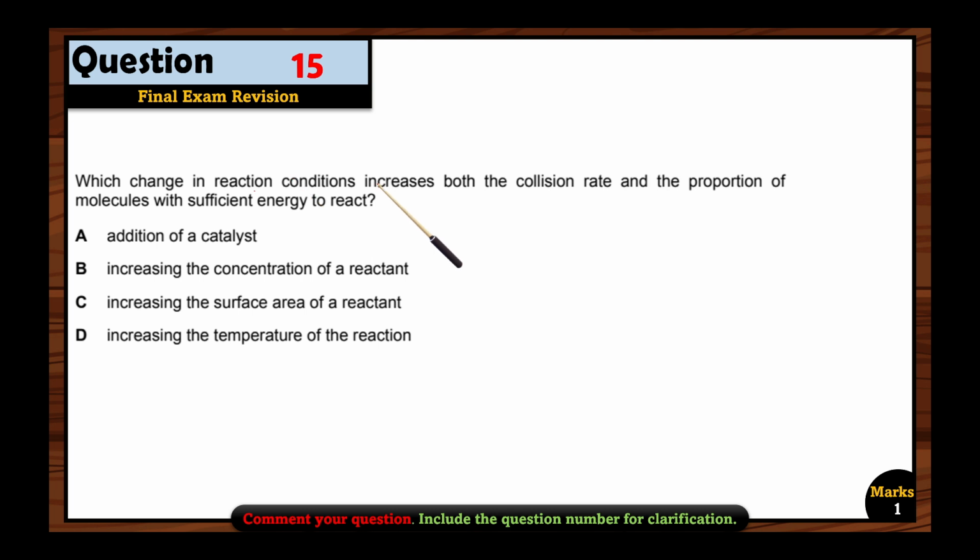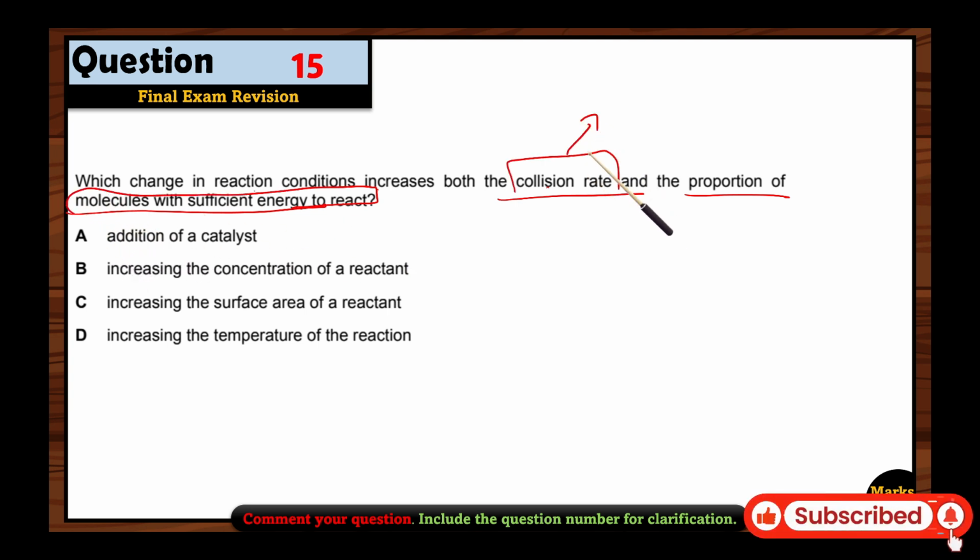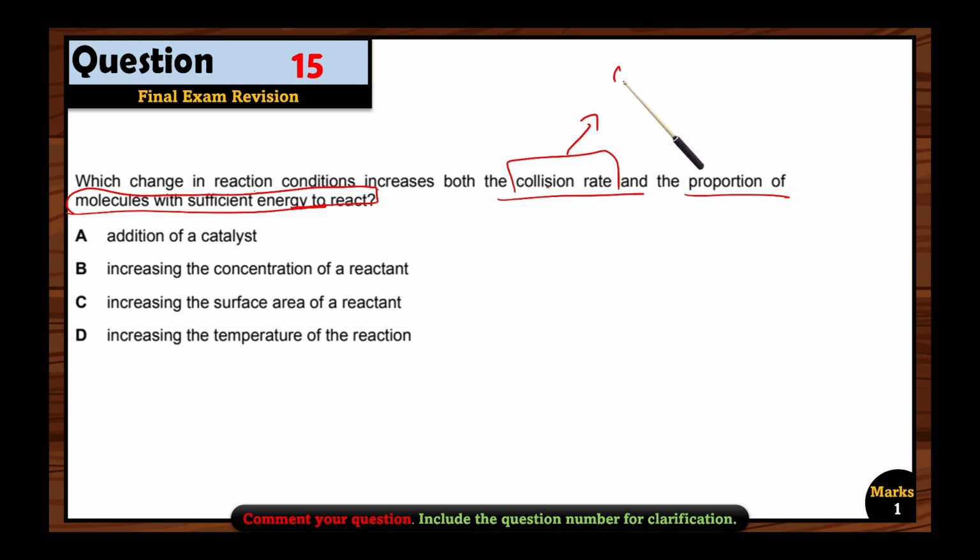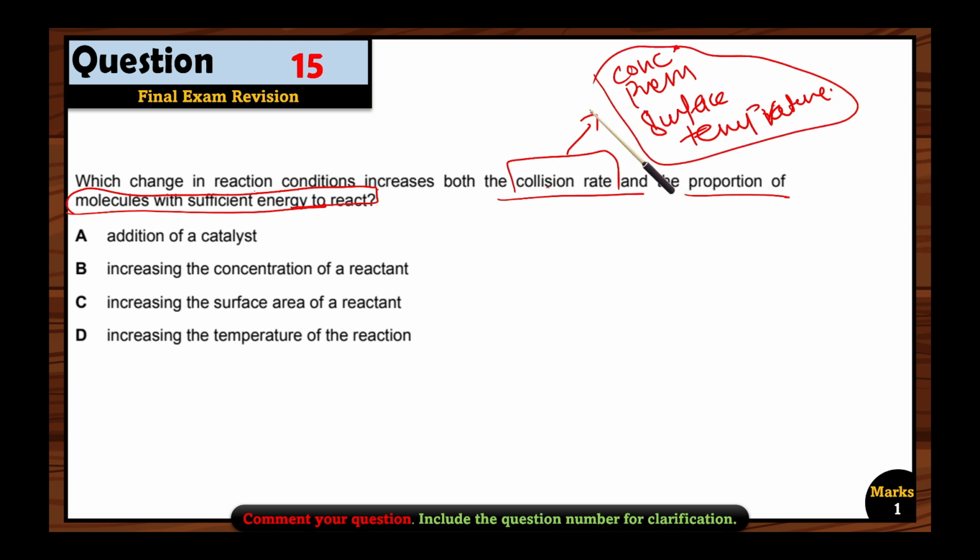Which change in reaction conditions increases both the collision rate and the proportion of molecules with sufficient energy to react? Which factors are responsible for increasing the collision rate? We already know concentration will increase the collision rate. Then we have pressure, surface area, and also temperature. They all will increase the collision rate, right? Not the catalyst. A catalyst will not increase the collision rate, it will just reduce the activation energy, so more successful collisions will be there, but the collision rate will be the same, okay? So these are the four things responsible for this.